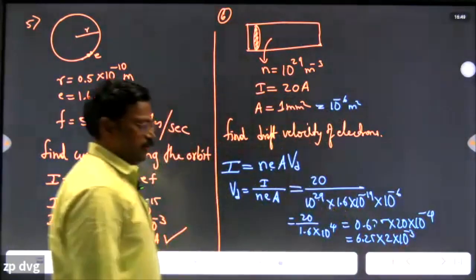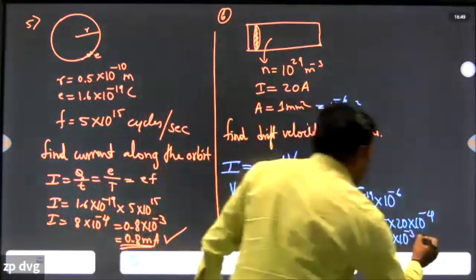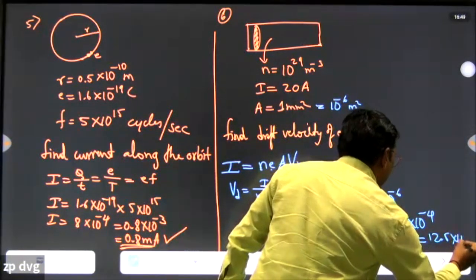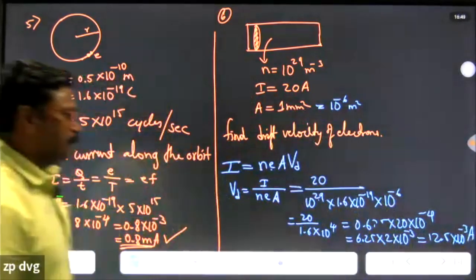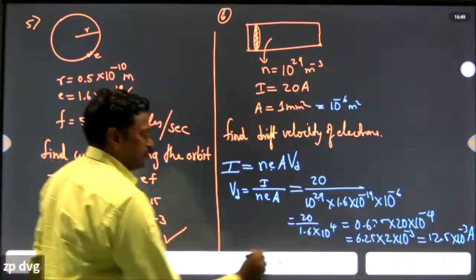6.25 into 10 power 6.25 into 2 into 10 power minus 3. So multiplying, you will have, this is the answer. This is 12.5 into 10 power minus 3 ampere. I'm sorry, this is 10 power minus 4 here.